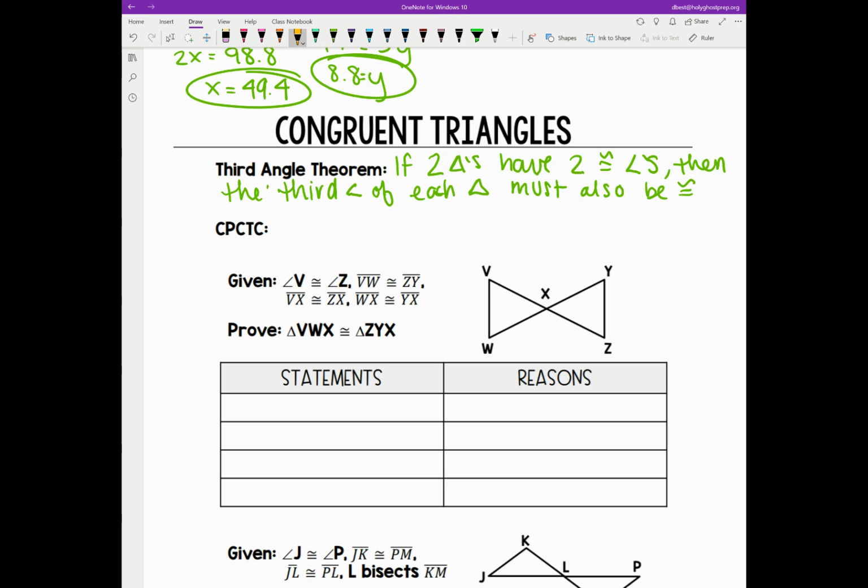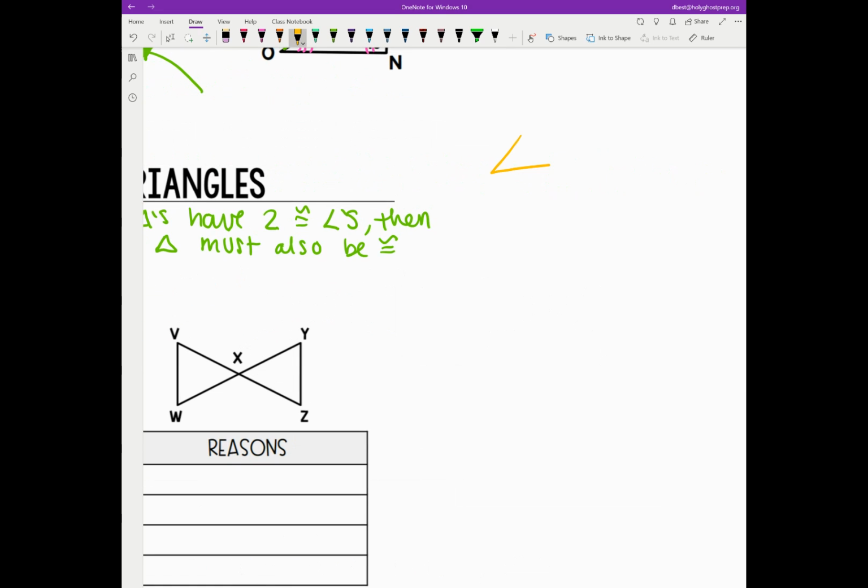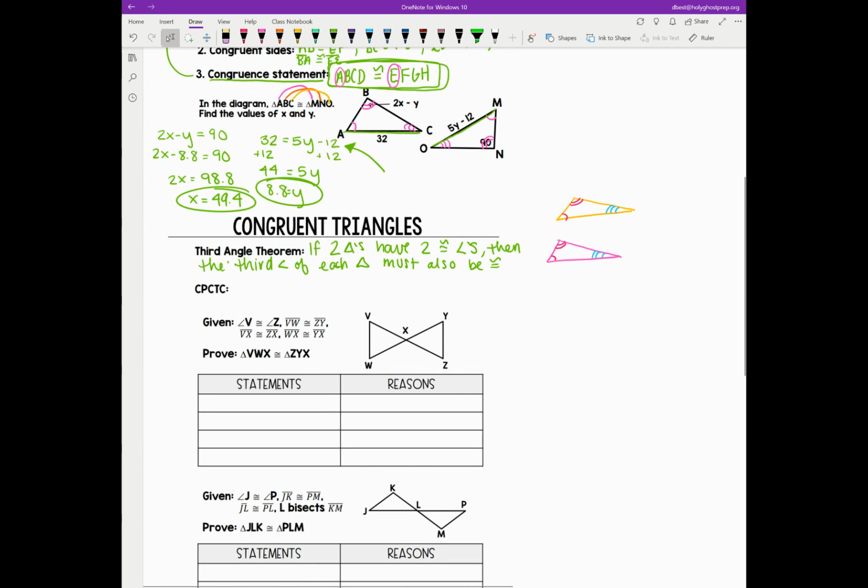Right? So if you think about, if I drew my little yellow triangle like this, and then I've got a pink triangle. If I know that 2 out of 3 of these pairs are congruent, and I know all my angles of a triangle have to add up to 180, then the third angle that was left out must also be congruent to each other. That's what the third angle theorem says.